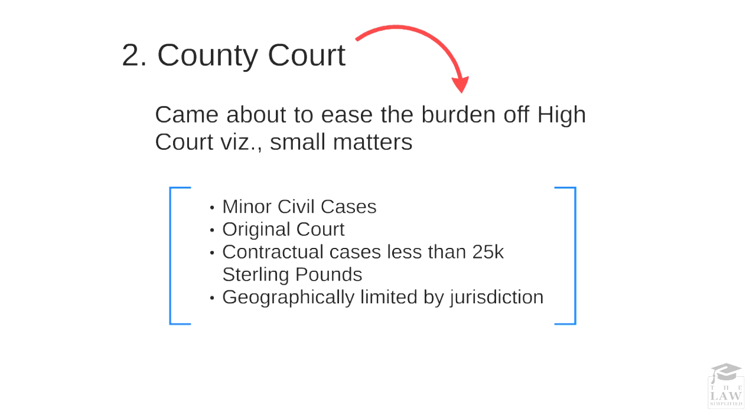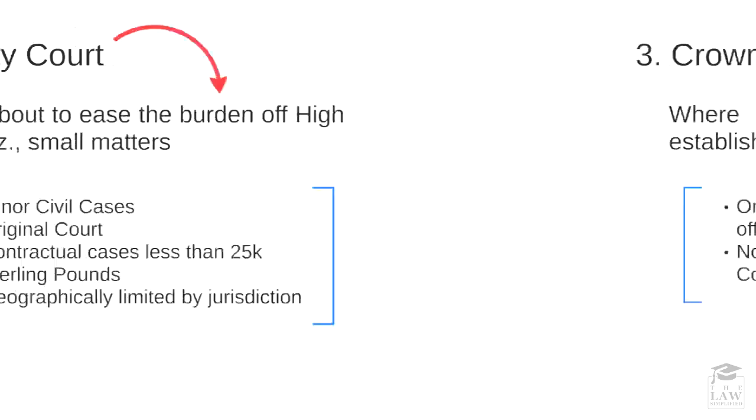So in terms of the jurisdiction and the types of cases that a County Court hears, they are much like Magistrates Courts, minor civil cases. It's an original court of law, hearing contractual cases which are less than £25,000, and geographically it's limited by its location, by where exactly this particular County Court is.